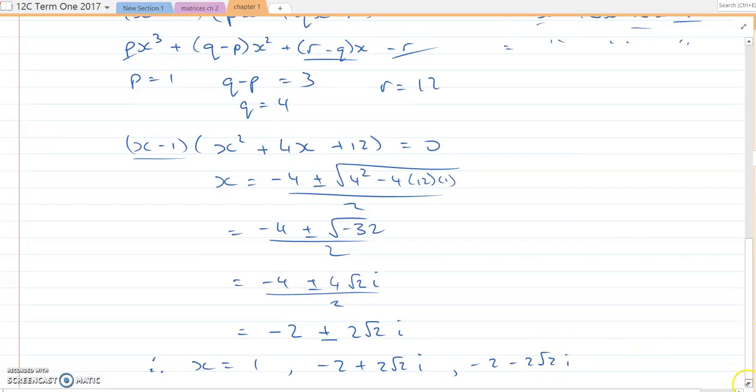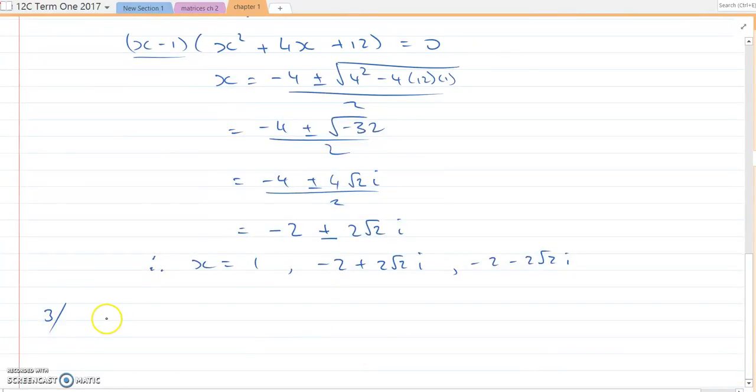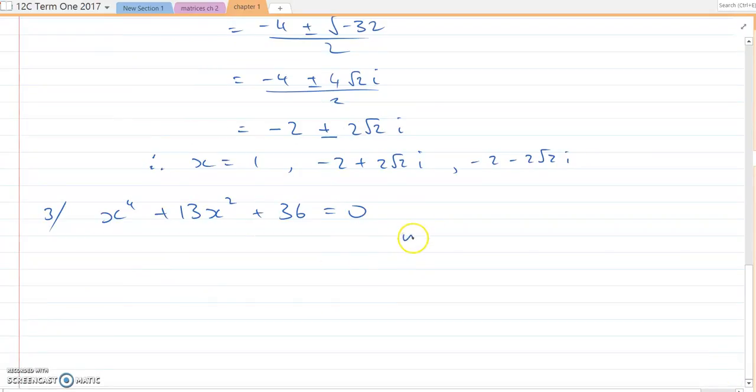Alright, last one. x to the 4 plus 13x squared plus 36 equals 0. Okay, when we've got even powers, this is like a quadratic, and we could make a substitution y equals x squared and go from there, but we could also just do that in one step. Okay, I know that this is going to be x squared plus 9 times x squared plus 4, because 9 times 4 is 36, and 9 plus 4 is 13.